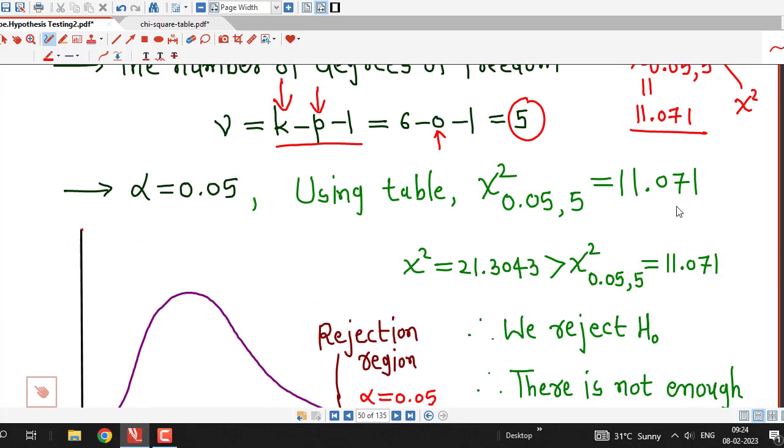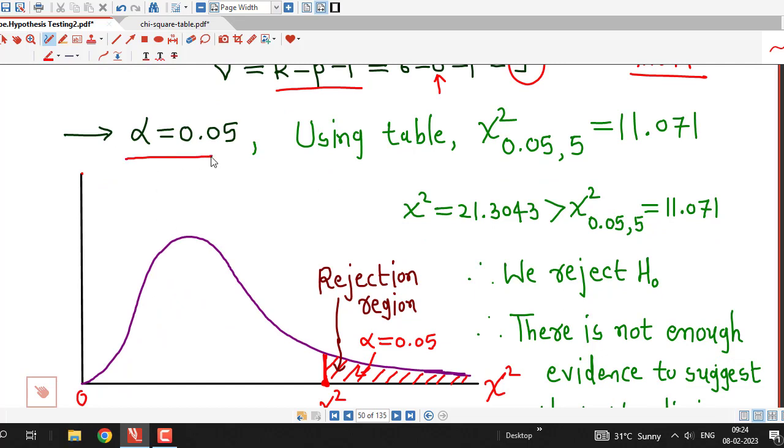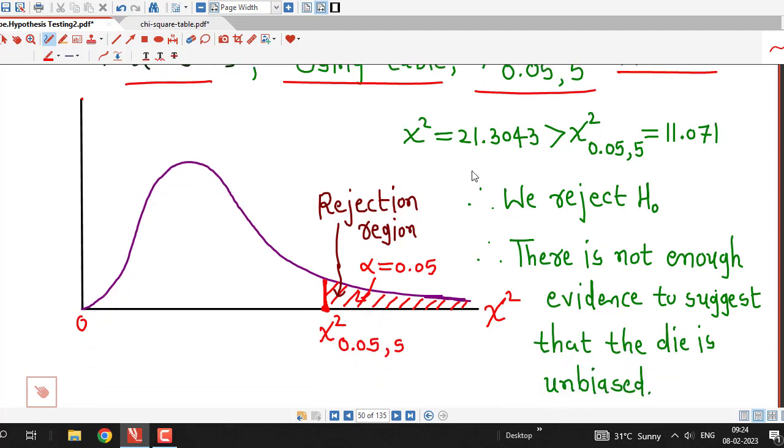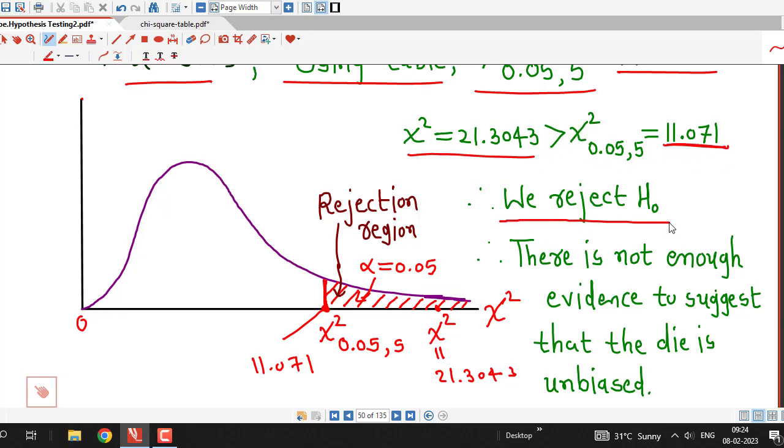I have written all these things here again. Alpha is 0.05. Using the table we find this critical value as 11.071, and because the calculated value of the test statistic is greater than 11.071, the calculated value of chi-square is 21.3043, somewhere here. So the calculated value of the test statistic is greater than the critical value. Therefore, we reject the null hypothesis.